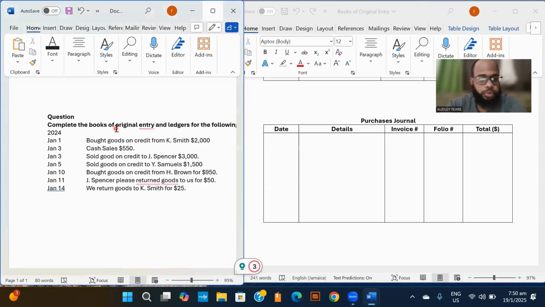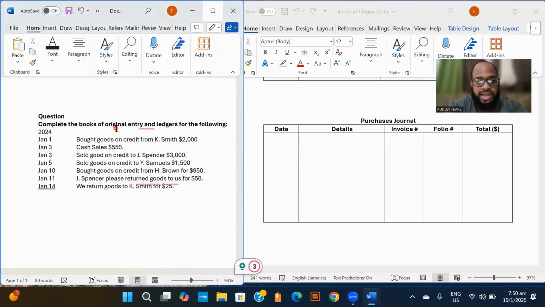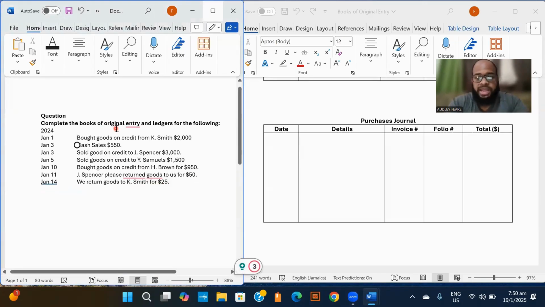Okay, so we're ready to do the purchases journal and the ledgers now. My last video, which was 6 days ago, today's January 19, that was January 13, I did the sales journal and the ledgers. That is the sales journal, the sales ledger, and the general ledger. So remember, we always move from original entry to double entry. Original entry being the journals, then to the double entry being the ledgers. So we move from the sales journal to the sales ledger, then the general ledger.